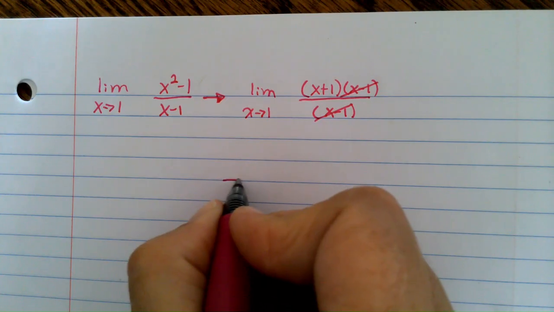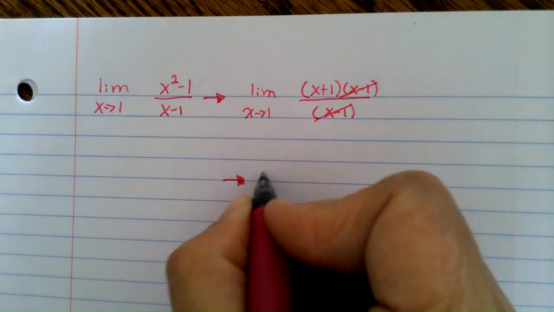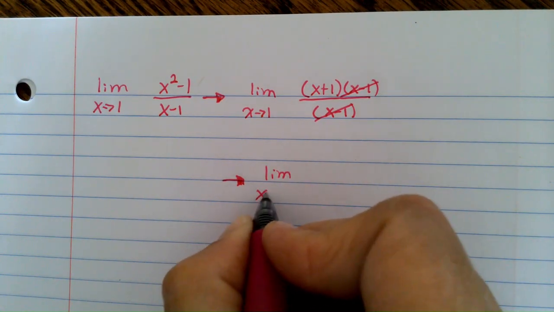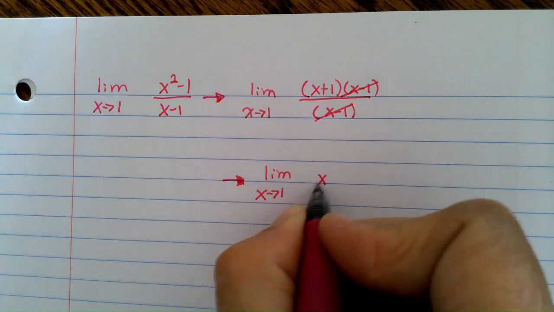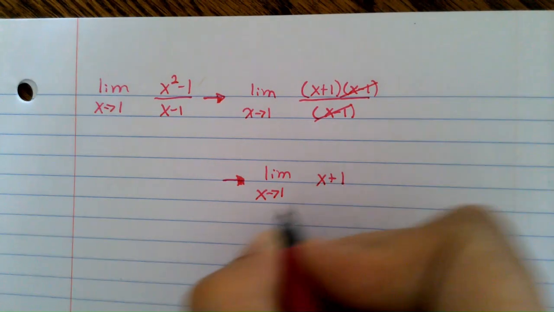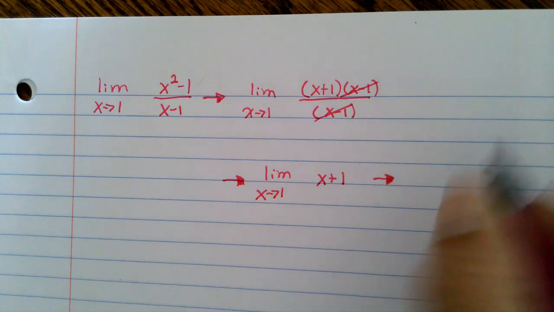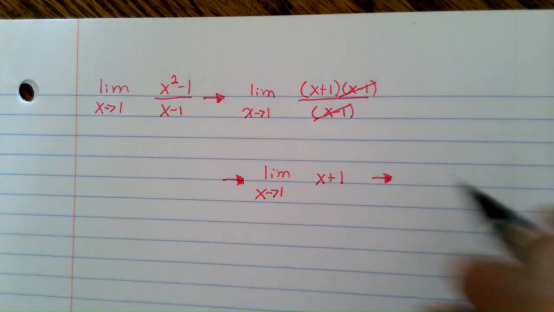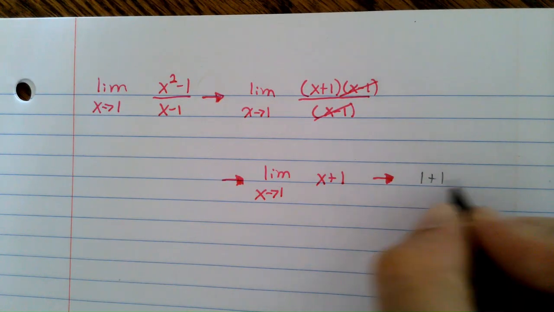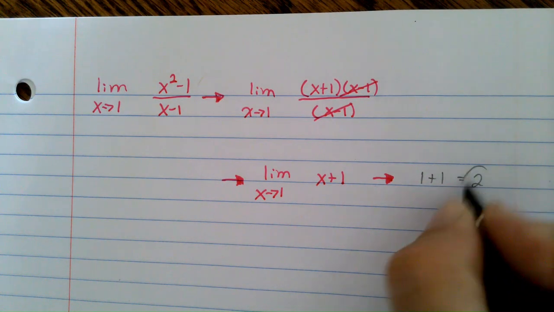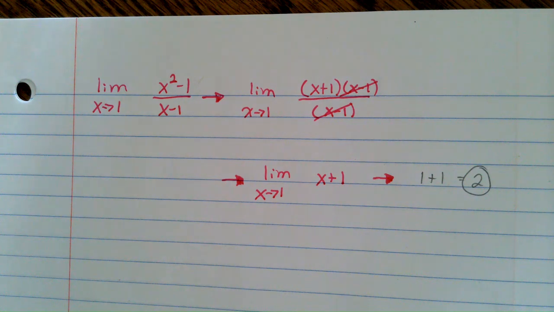If you remember those removable discontinuities from your college algebra class, now we have the limit as x approaches 1 of x plus 1. And now I can substitute, and once I substitute, then I can stop writing the limit. 1 plus 1 is 2. So make sure you're writing the limit all the way through. Do not get messy with your shorthand and things like that. Please do not do that.